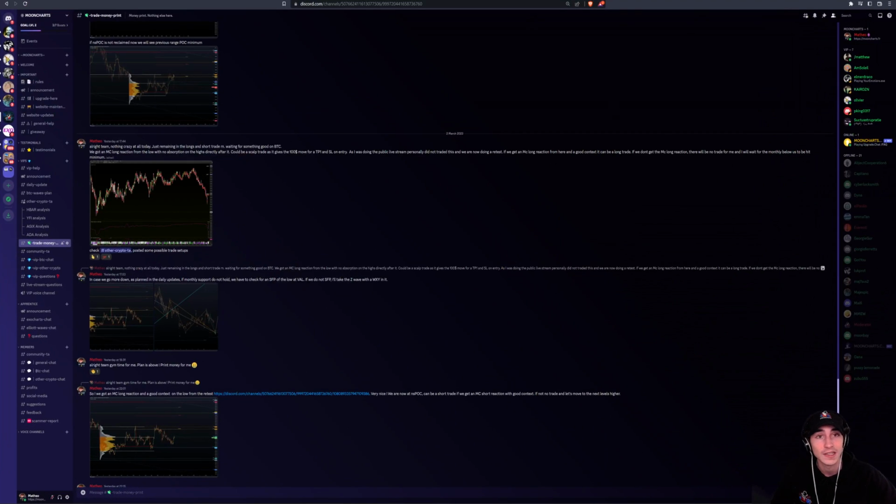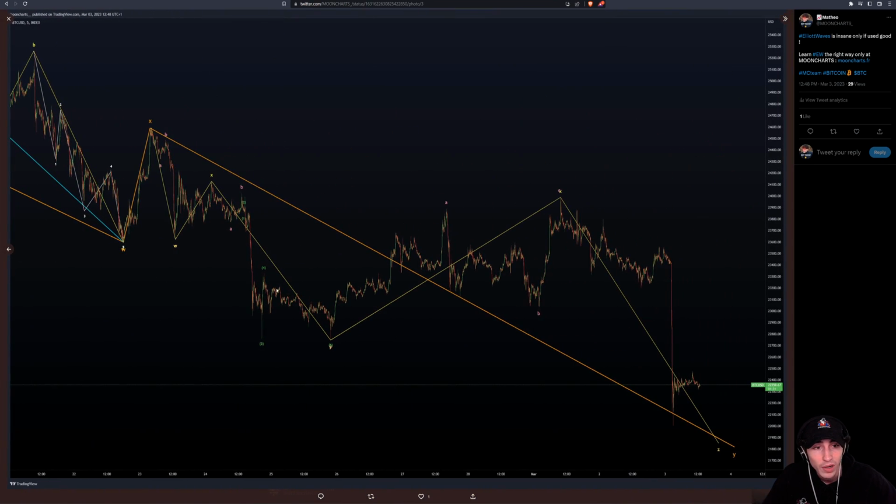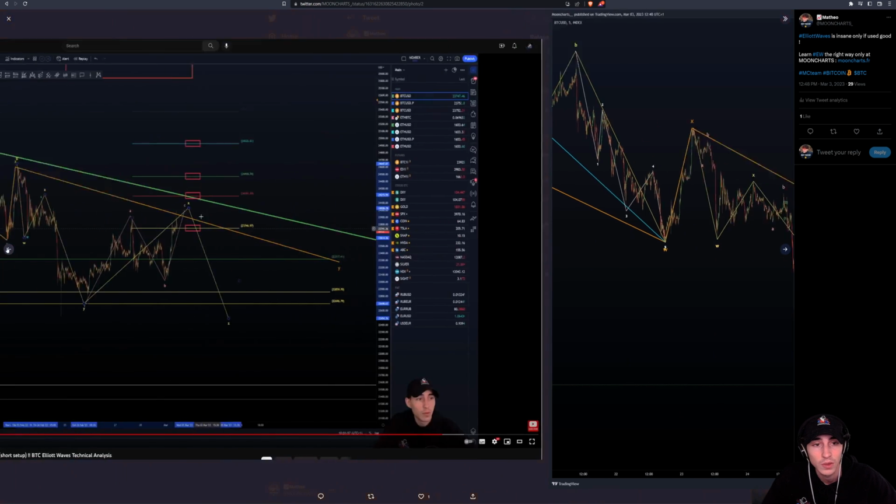So after this nice prediction right here, what we planned was a wave when we hadn't done the bottom here yet. When you use Elliott Wave well, Elliott Wave is insane, only if you use it well. And if you want to learn Elliott Wave, by the way, you can go on the mooncharts.fr website. But this is absolutely crazy, to be honest with you.